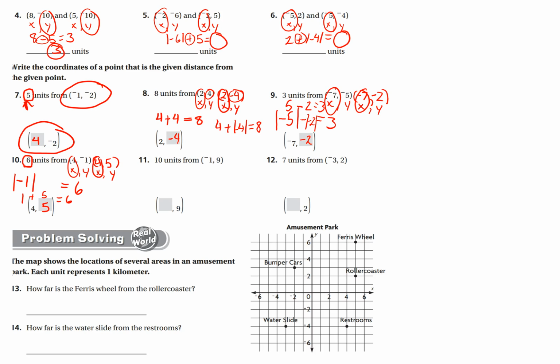All right, I'll let you do 11 and 12 on your own. Let's look at 13. How far is the Ferris wheel from the roller coaster? Each unit represents 1 kilometer. So we have the Ferris wheel here, we have the roller coaster here, and we just count the distance. 1, 2, 3, 4. So 4 what? 4 kilometers. And we can abbreviate that with km.